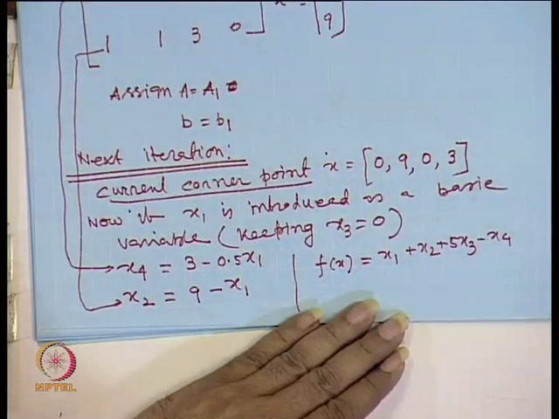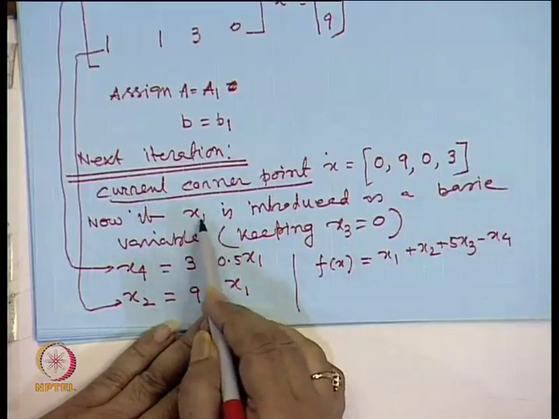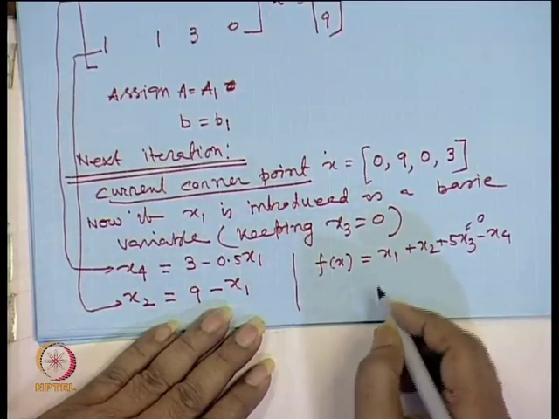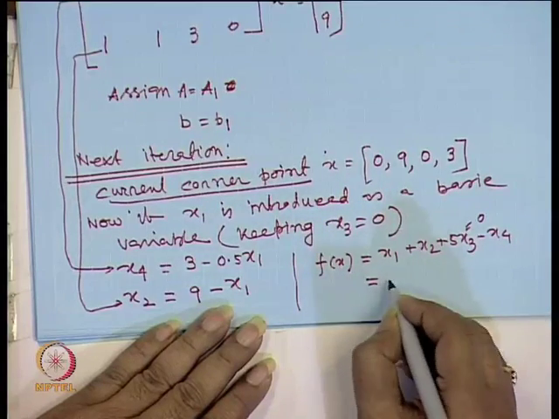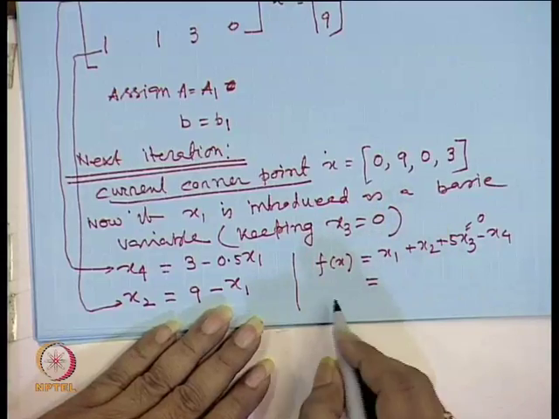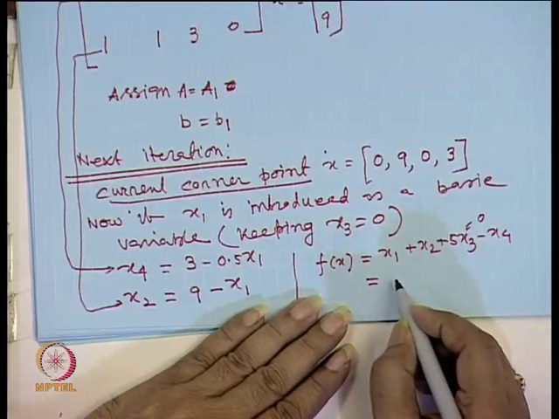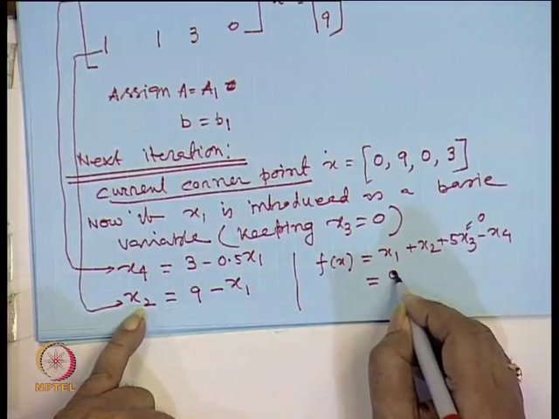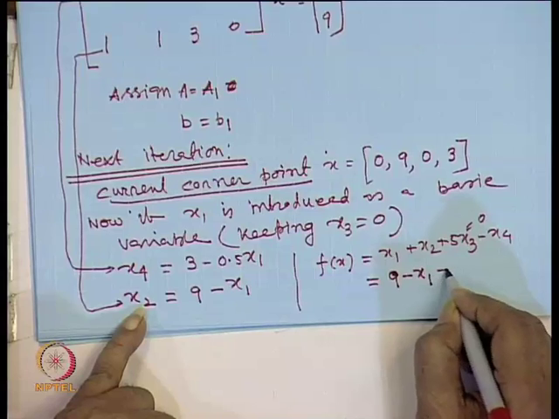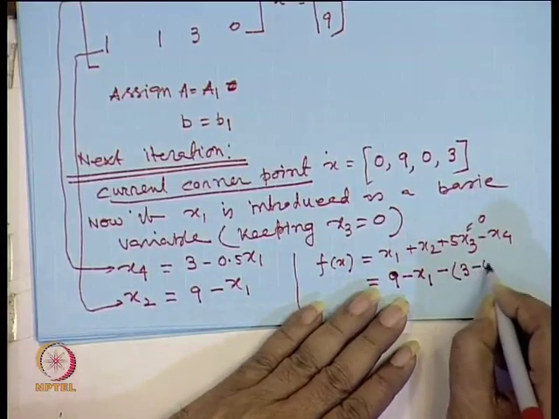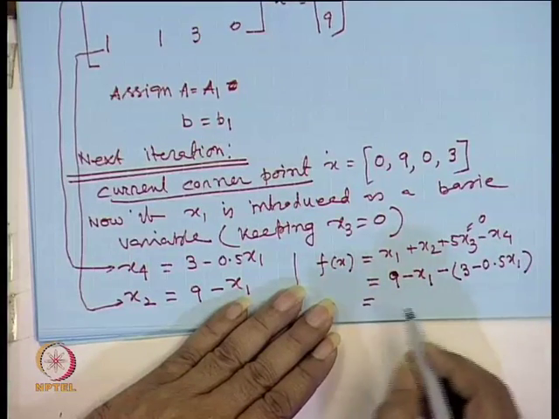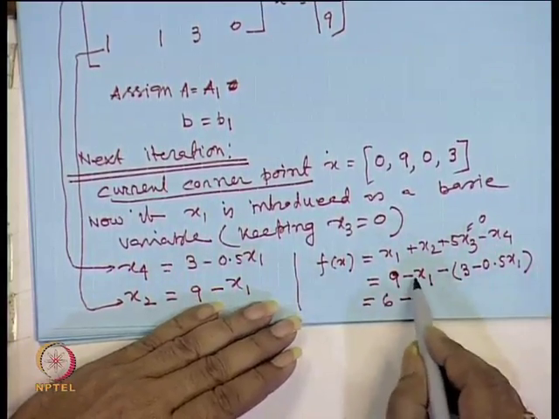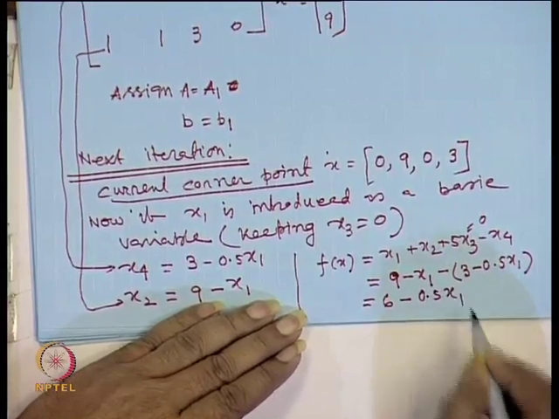Our basic variables have changed: x1, which was a non-basic variable, has now changed to a basic variable. The x3 value is 0. So I will put in the x2 value as 9 minus x1, and the x4 value as 3 minus 0.5 x1. Ultimately it comes to 6 minus 0.5 x1. Agree?